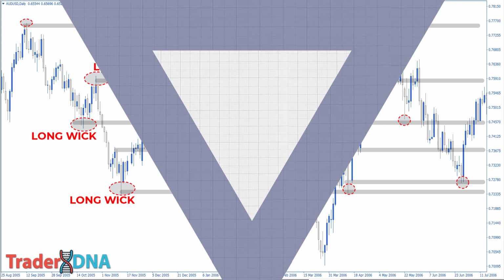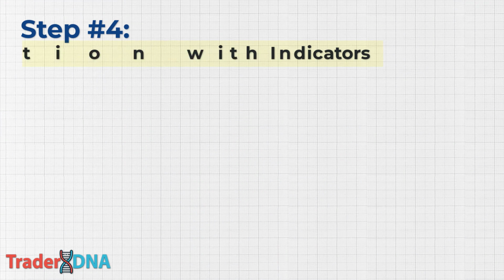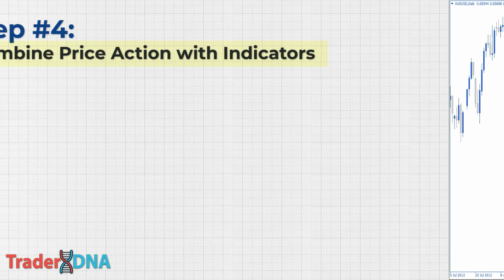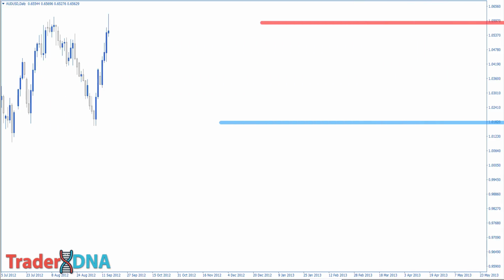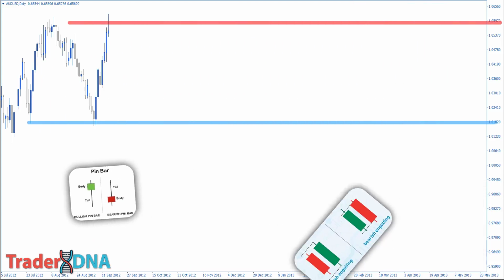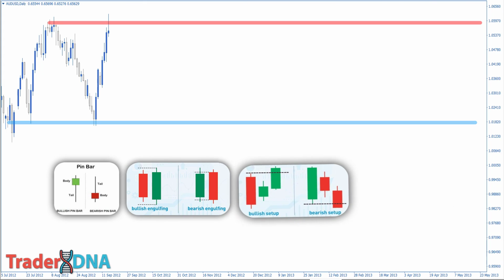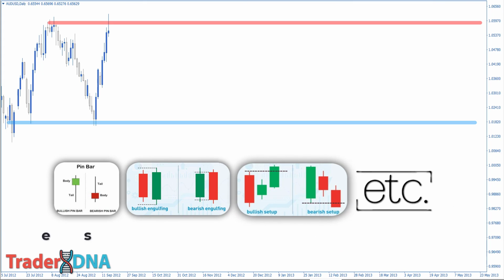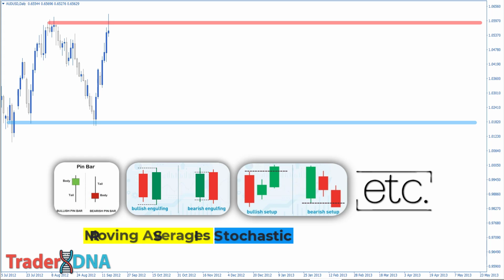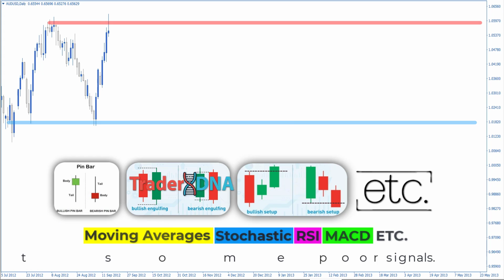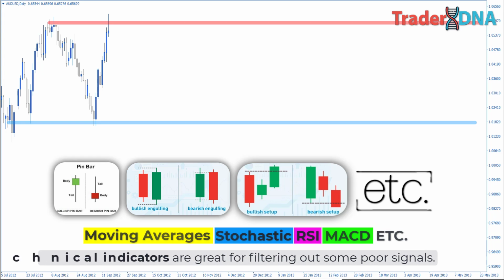Step 4. Combine price action with indicators. An example of combining price action with indicators is by merging pin bars, engulfing bars, inside bars, etc., with technical indicators like moving averages, stochastic, RSI, MACD, and many others. Forex technical indicators are great for filtering out some poor signals. These are the best technical indicators and trading systems to generate buy and sell signals.